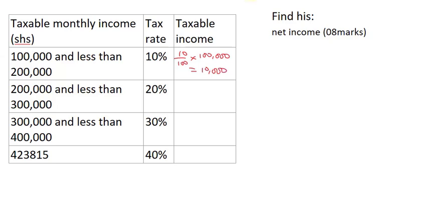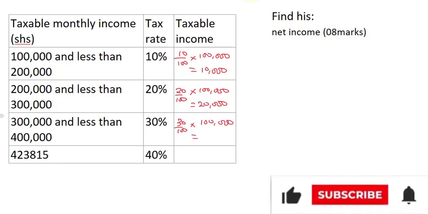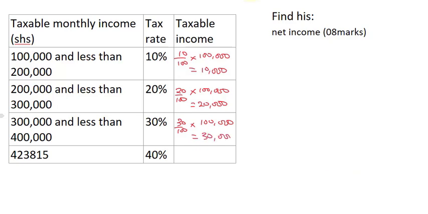So for the second level, this is going to be 20 over 100. Now notice this is between 200,000 and 300,000. So it's still the same 100,000 here, because the difference between these two is 100,000. So this is going to give you 20,000. So within this category, he's been charged 20,000. Now here is 30 over 100 multiplied by 100,000. Same thing applies. So within this level, this particular part is going to be charged 30,000.